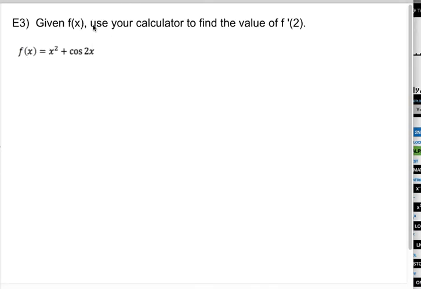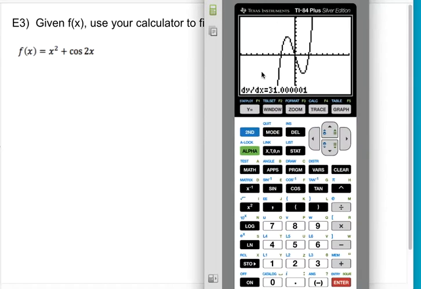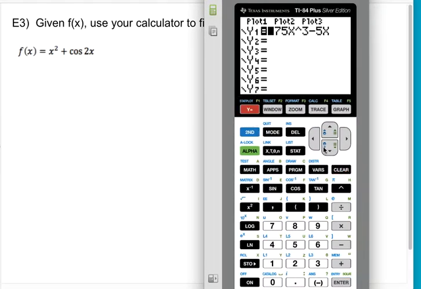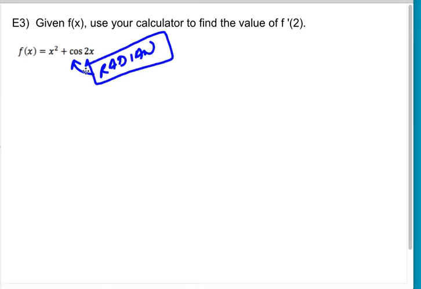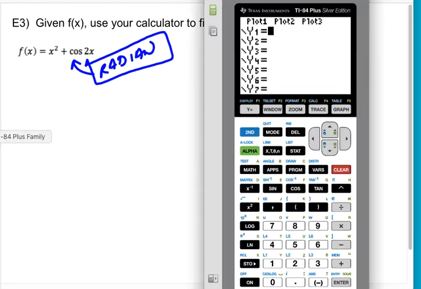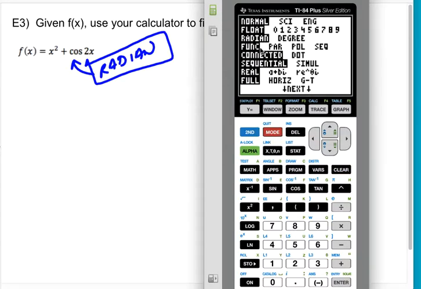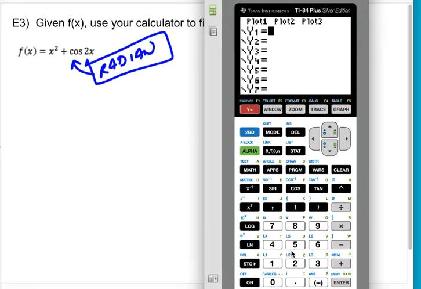All right, example 3. Given this function, we're going to find f prime of 2 using a calculator. So what I'm going to do is go to my y equals. Oh, quick side note, if you see trig functions, it does matter that you're in radian mode always on the AP Calc test. So I'm probably in radian mode on the calculator now, although it's hard to know because in pre-calc sometimes we're in degree for a little bit. So I am in radian, so I go back to my y equals. I'm going to type in x squared plus cosine of 2x, right? Now, I quit out of this.